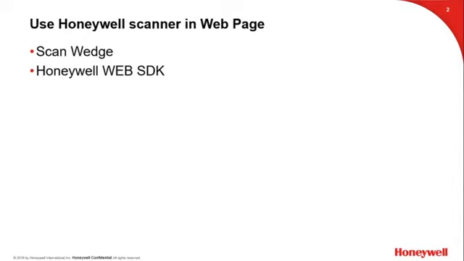If you want to get scan data into a web page, Honeywell provides two methods. One is that by default, we have a scan wedge within Honeywell mobility devices. Whatever data is scanned through the mobility devices, it will treat as a keyboard wedge into your field inputs. So that's the easiest way for getting scan data into your web page. However, if you want to have better control of the scan engine, like which field you want the data to go into, and also modify some data before the data gets fed into your web page, you can use the Honeywell Web SDK, which is what we're going to touch on today.